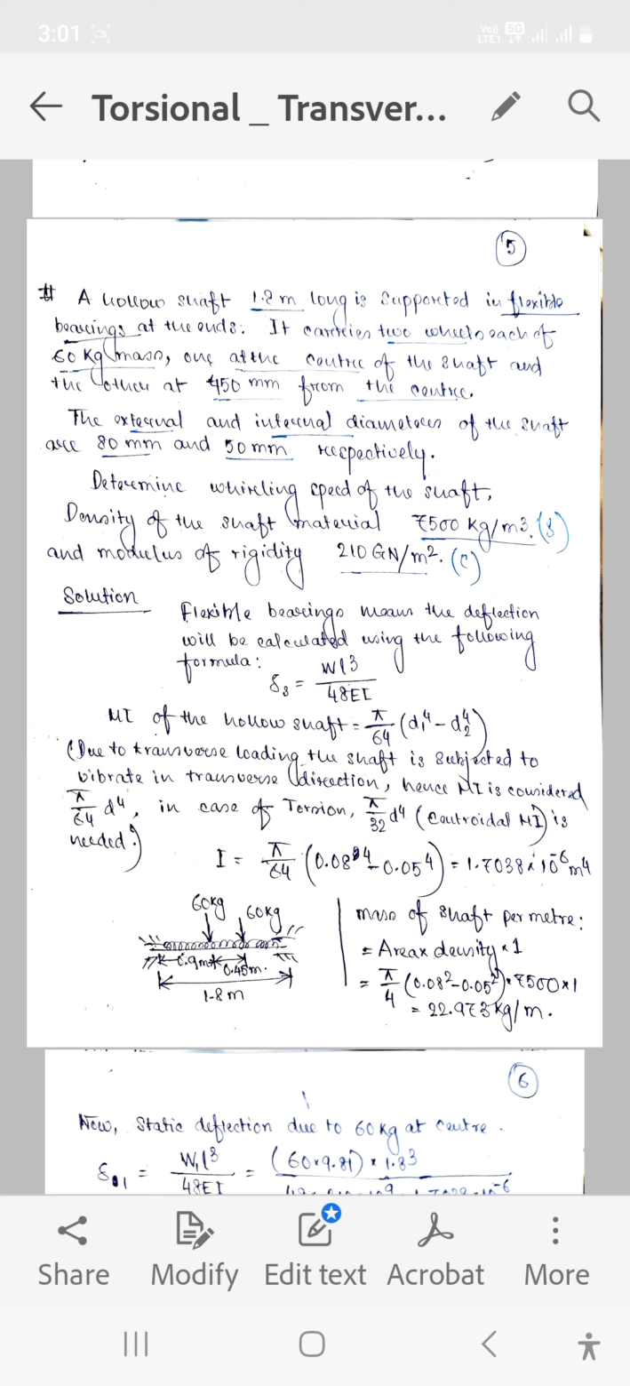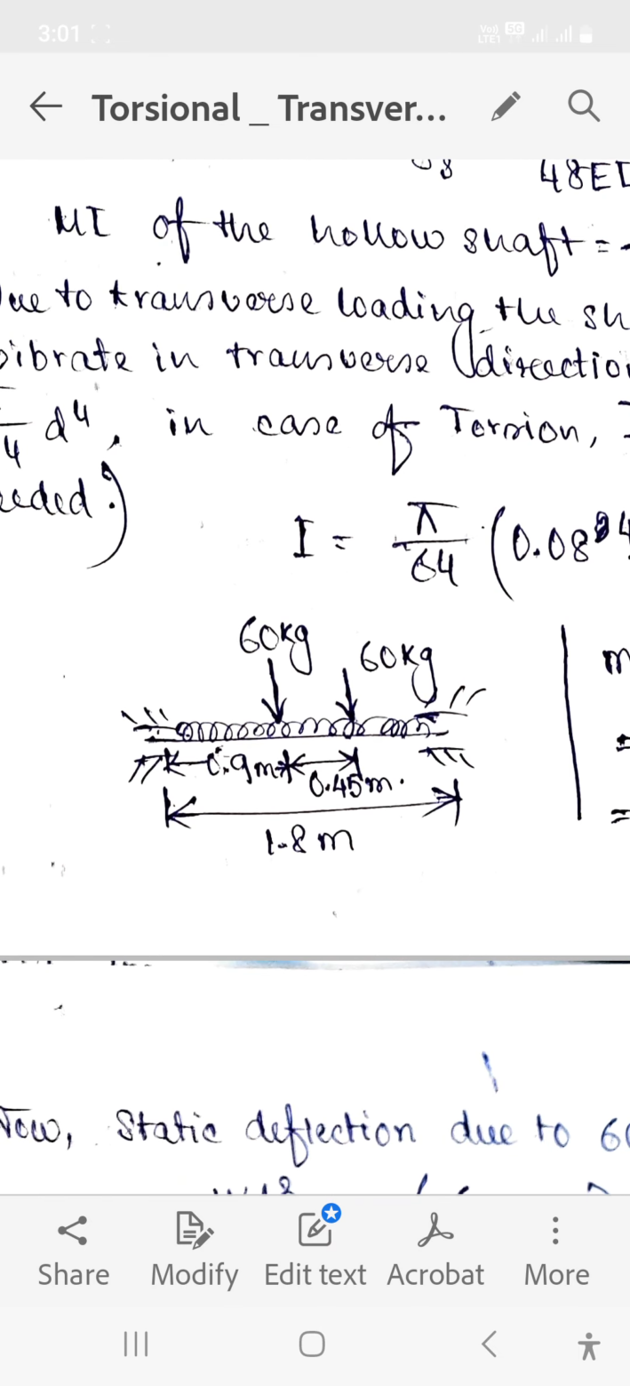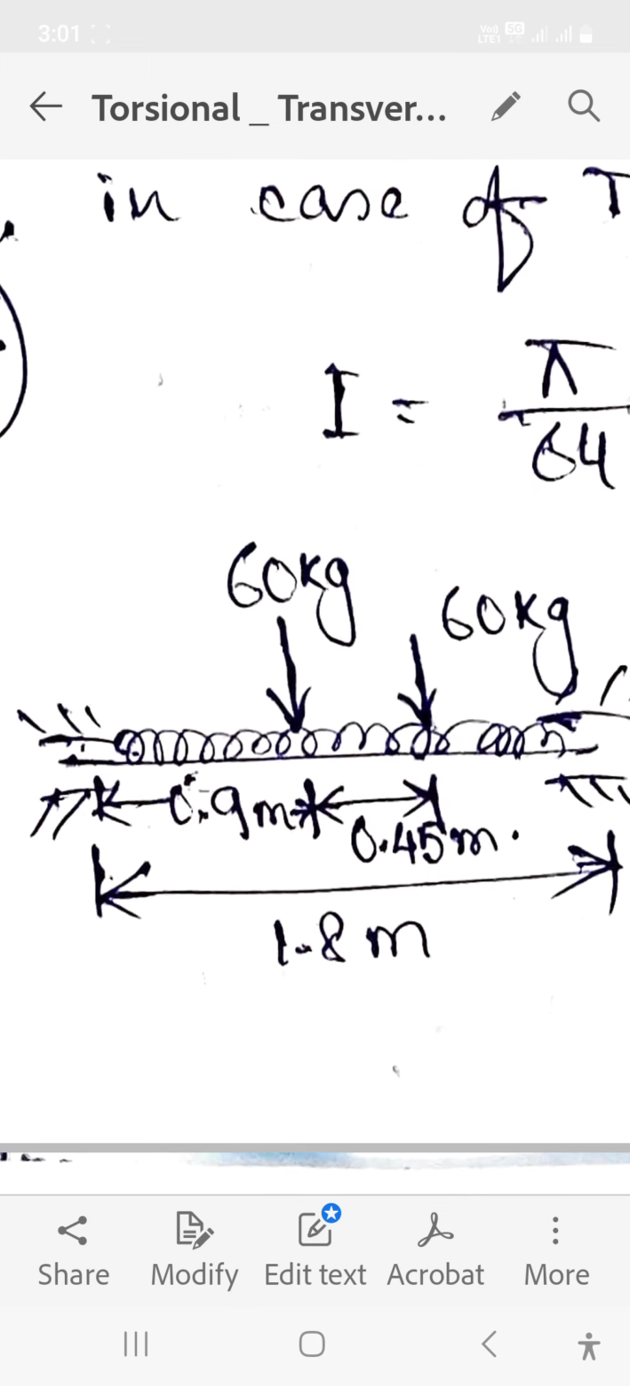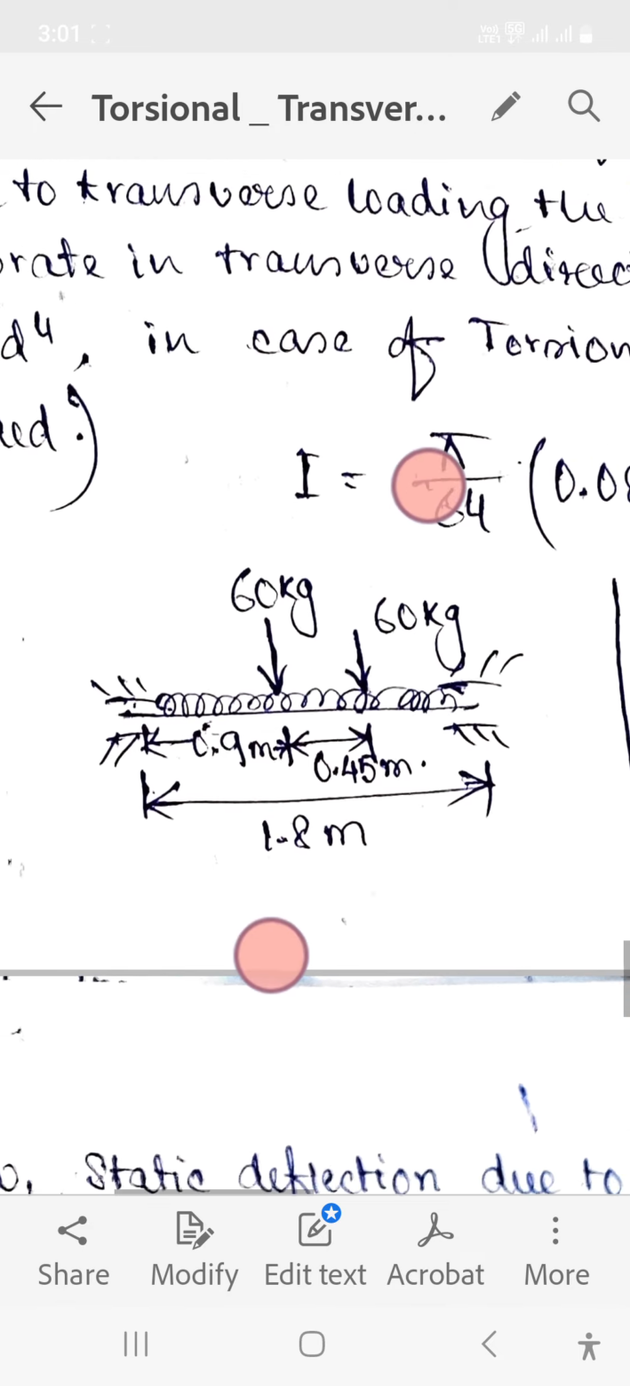I have not shown you the detailed calculation here. Now you see the figure, the shaft on flexible bearings. The centroidal load is 60 kg, which is here, and there is an offset load, which is here, also 60 kg. It is 0.9 meter from the midpoint, so as the shaft is 1.8 meter, from one end it is 1.35 meter, and from the other it is 0.45 meter.